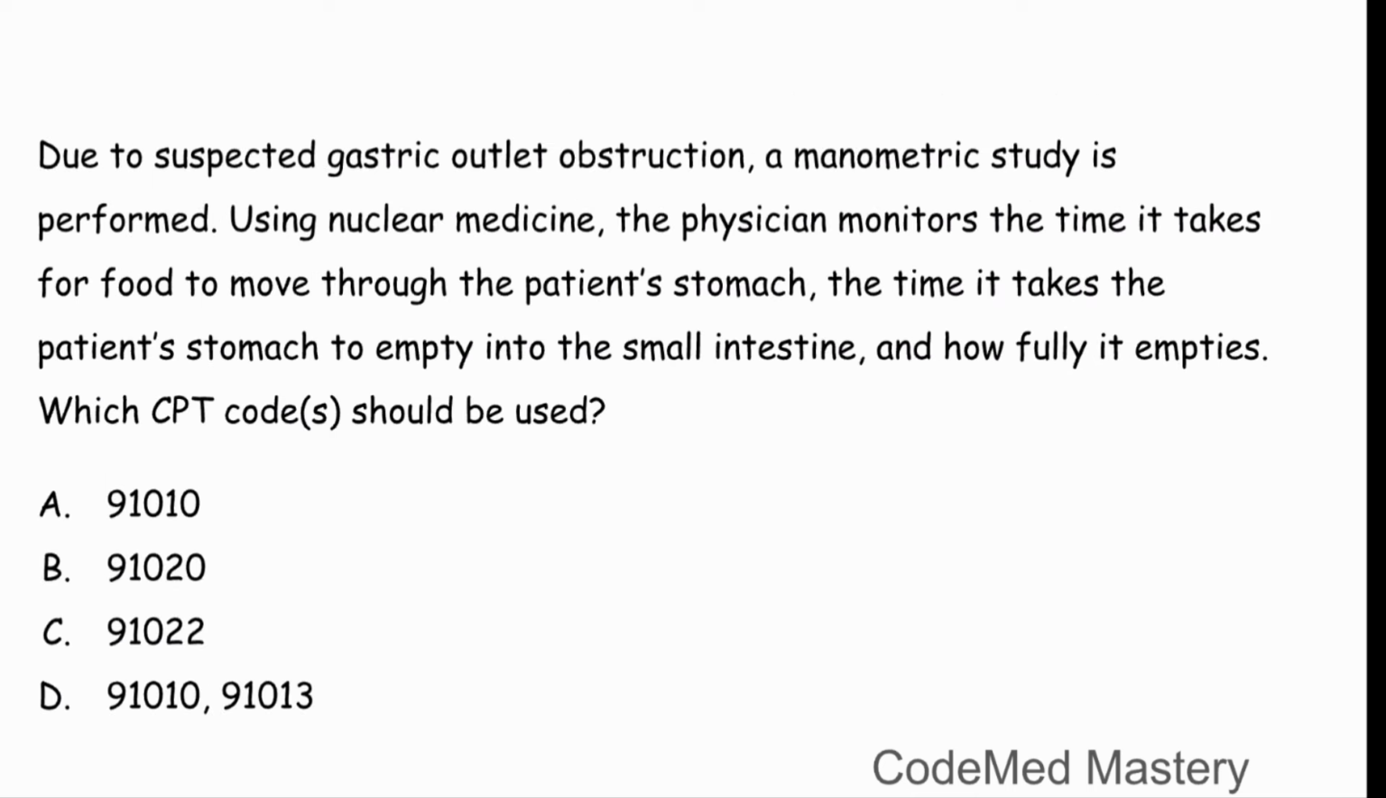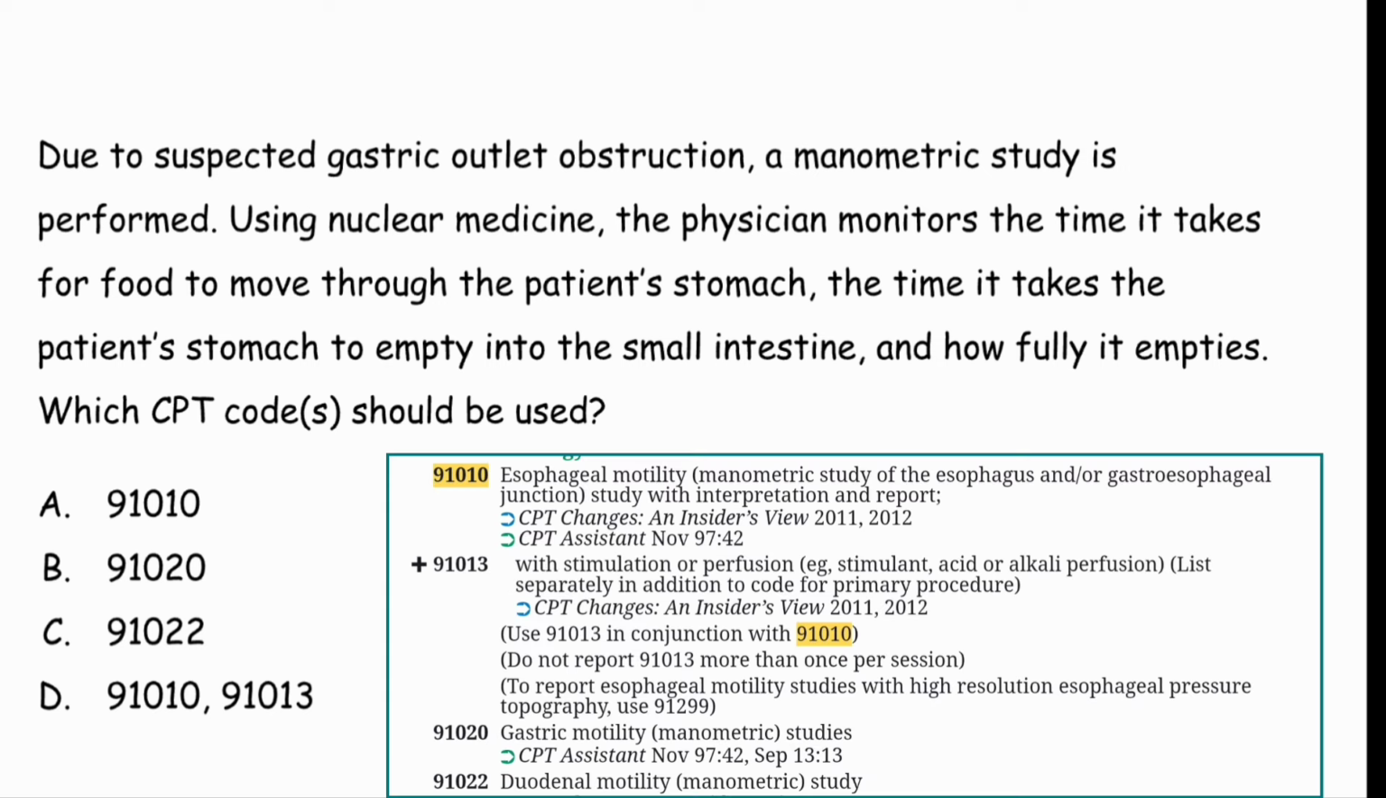Next question. For this question also, we'll check the options first. Check option A. In option A and D, the first code is same, 91010. The code 91010 is for esophageal motility, manometric study of the esophagus or gastroesophageal junction, study with interpretation and report. And 91020 in option B is for gastric motility, manometric studies. And option C 91022 is for duodenal motility study.